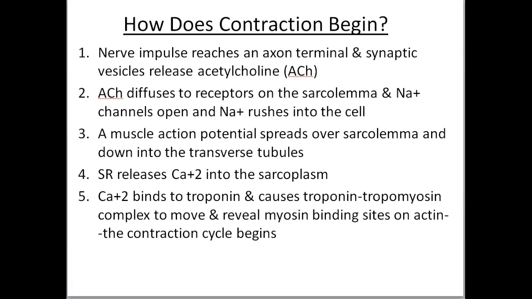So how does muscle contraction begin? It's a 5-stage process. A nerve impulse reaches an axon terminal and synaptic vesicles are released. Okay, and this is acetylcholine, ACh. Acetylcholine diffuses to the receptors on the sarcoplasm, sodium channels open, and sodium rushes into the cell. A muscle action potential spreads over the sarcolemma and down into the T-tubules. Sarcoplasmic reticulum releases calcium into the sarcoplasm, and calcium binds to troponin and causes the troponin-tropomyosin complex to move and reveal the myosin binding sites on the actin, and the contraction cycle begins.